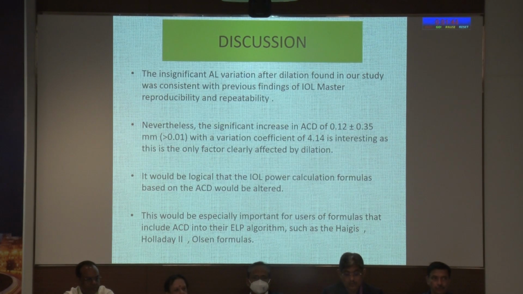The lack of significant axial length variation after dilation found in our study was consistent with the previous findings of IOL Master reproducibility and repeatability. Nevertheless, the significant increase in the ACD with a variation coefficient of 4.14 is interesting, and this is the only factor clearly affected by the dilation. It would be logical that the IOL power calculation formulas based on the ACD would be altered. This would be especially important for users of formulas that include ACD in their ELP algorithms such as the Haigis, Holladay 2, and Olsen formulas.